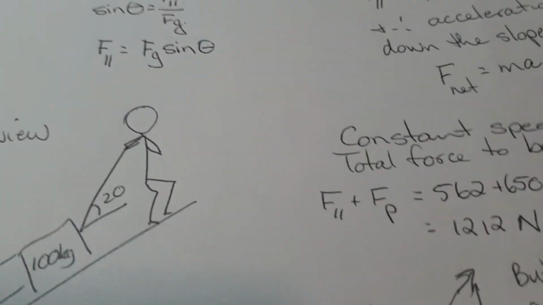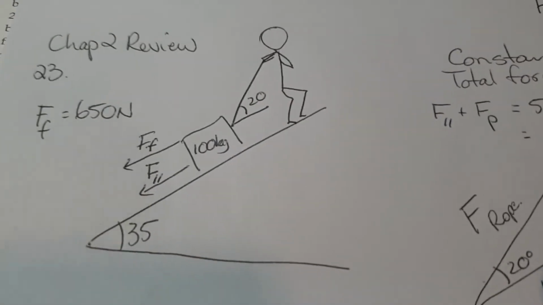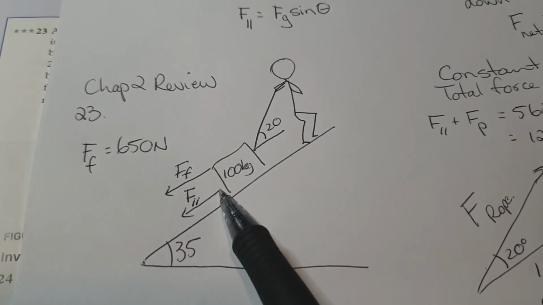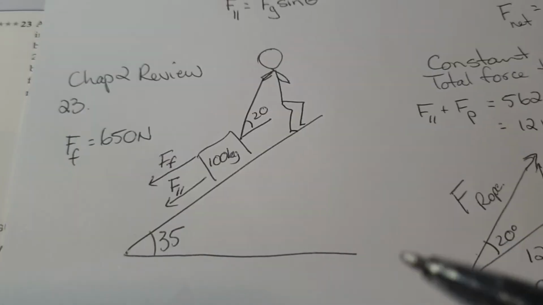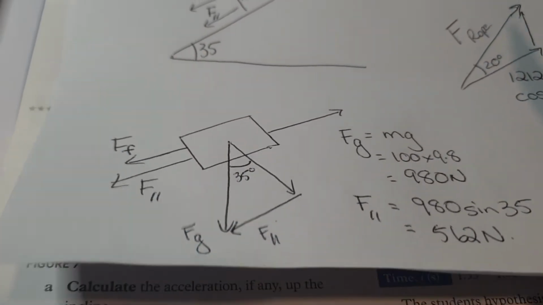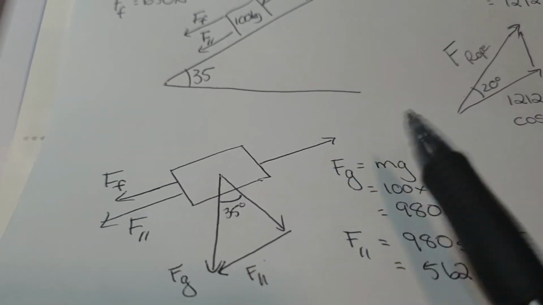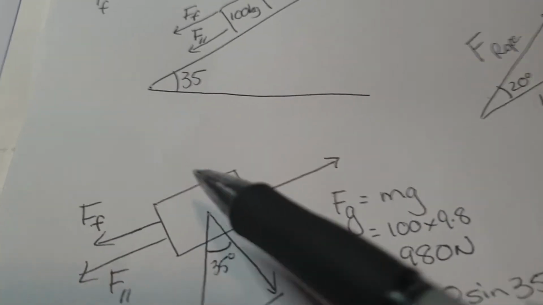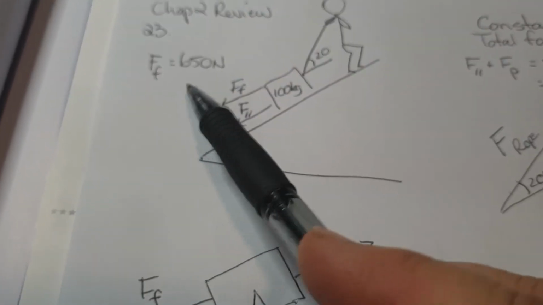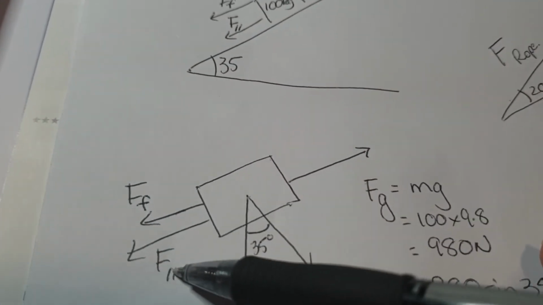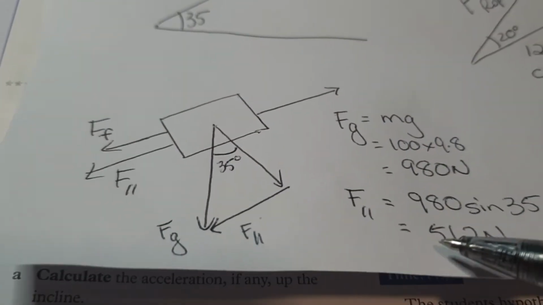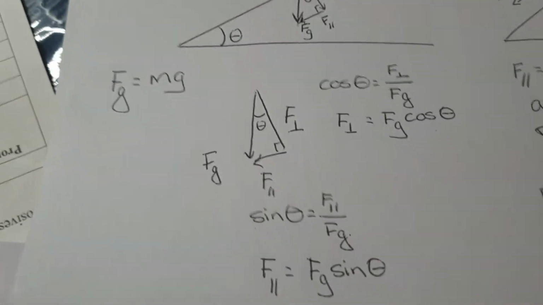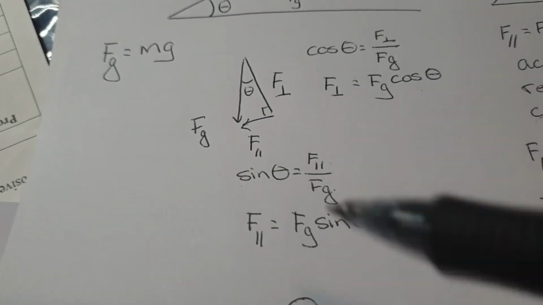So let's have a look. Here he is. So acting down the plane, I've got the force of friction and the parallel component. And because it's a constant speed, I know that this force here is going to balance them. So first of all, it tells me the force of friction is 650. I need to work out this component here, the old Fg sine theta that I showed you up there, Fg sine theta. You get it from this.